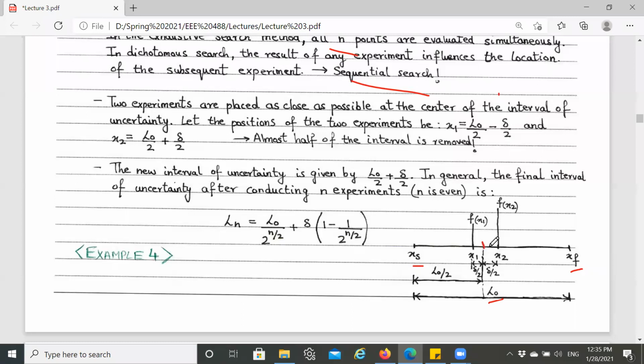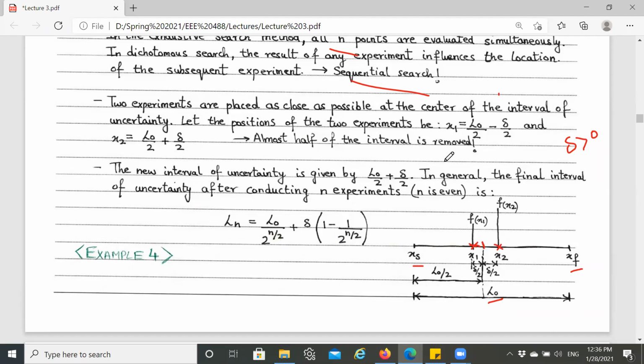Now, what this method does is, for some delta value which is positive, we try to find the two experiments, the 2 points, which are nearly close to the midpoint. So we take delta half and delta half. If this is the midpoint, then the midpoint minus delta half would be x1, and the midpoint plus delta half would be x2. So my two experiments would be placed at these 2 points.